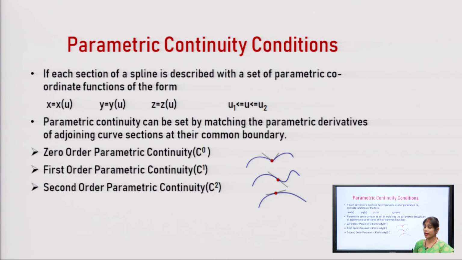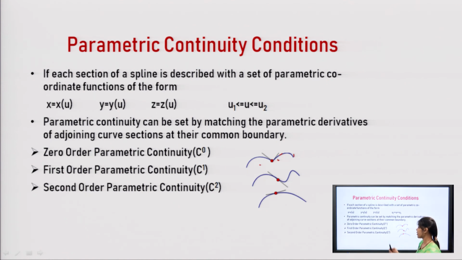If we want to join two curves, we need some kind of smoothness in the curve, because I have already explained that a spline is a smooth curve. For the smoothness, we have to define some continuity conditions. That means, whether this curve is smooth or not. So, there are two types of continuity conditions: parametric continuity and geometric continuity. First, we explain parametric continuity.